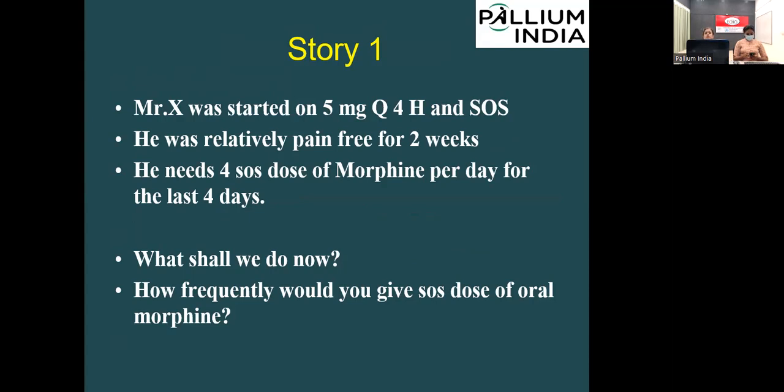This is another story. The same patient, when we gave morphine trial, had good pain relief with 5 milligram of morphine. Now he's taking 5 milligram 4th hourly SOS. He's having good pain relief for 2 weeks. But when he came for the review, he's telling you that I need 4 extra doses per day for the last 4 days. I'm taking regular dose every 4 hourly, plus I'm taking 4 extra doses every day. What can be done now? There can be right or wrong answers, but just think, what should we do? How will you control his pain?